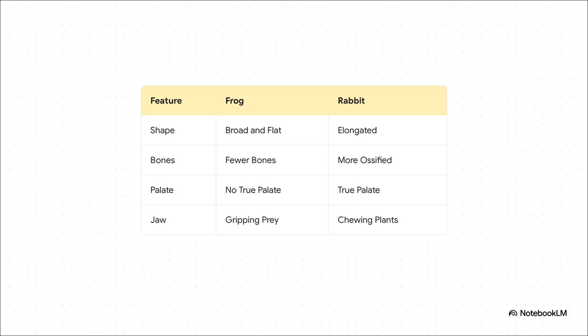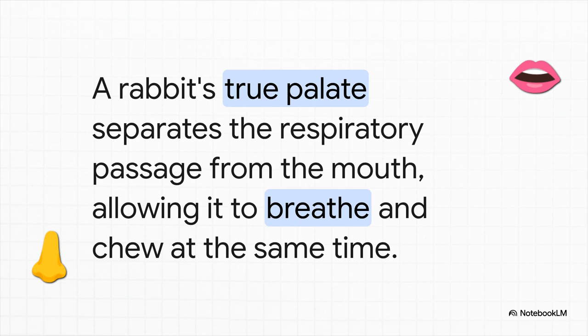The frog's skull is broad and flat. It's perfectly designed to absorb the shock of landing after a big jump. The rabbit's, on the other hand, is this elongated, complex machine built for the constant grinding and chewing of tough plants.